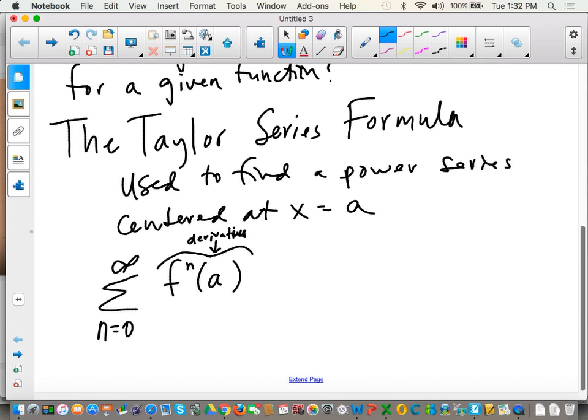All right? Divided by n factorial times x minus a, whatever that centered value is. And we've already noticed that when we had a centered value, you can tell right away because it was x minus the centered value. That was in the formula. To the n power. That's the general form. That's the formula right there.